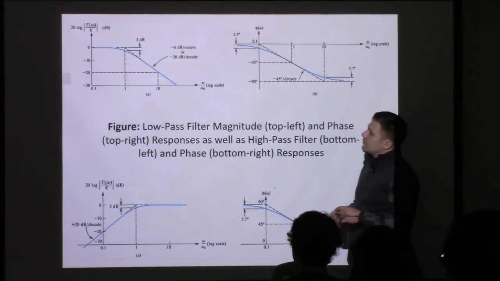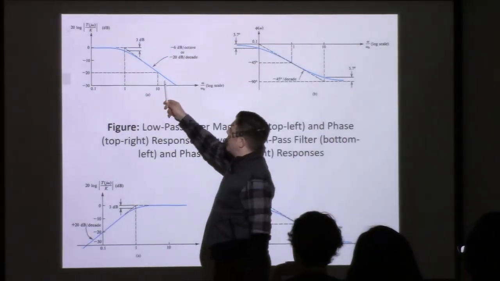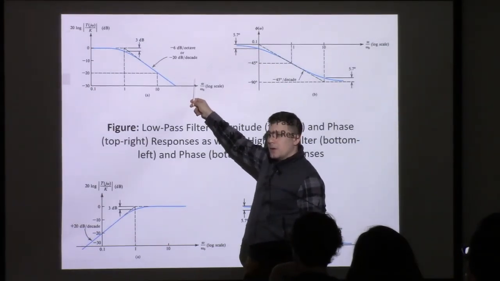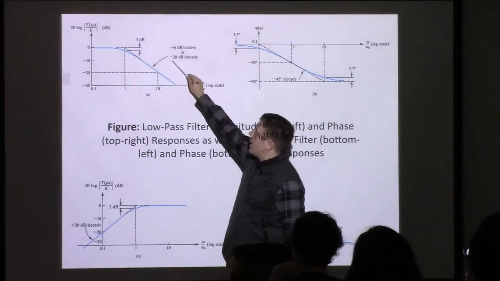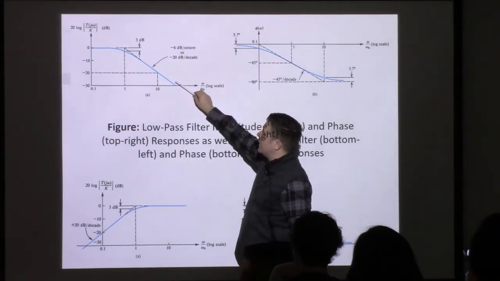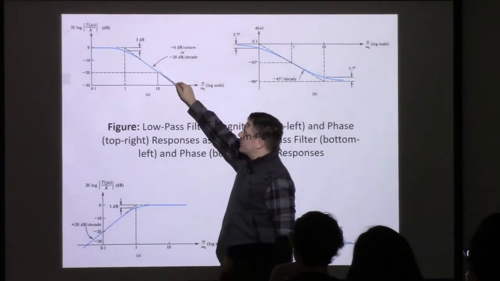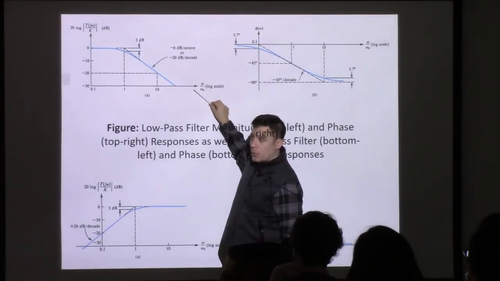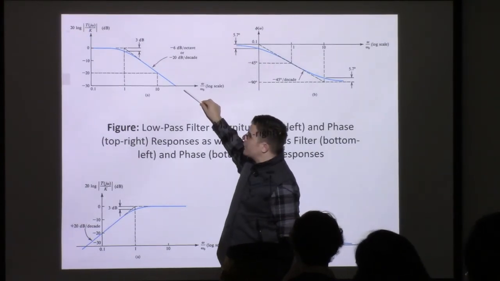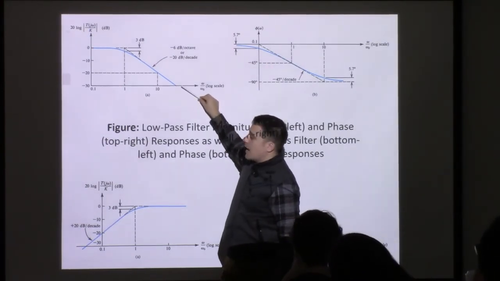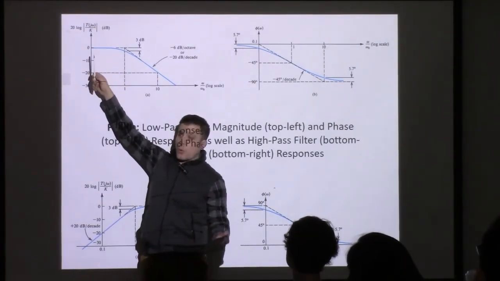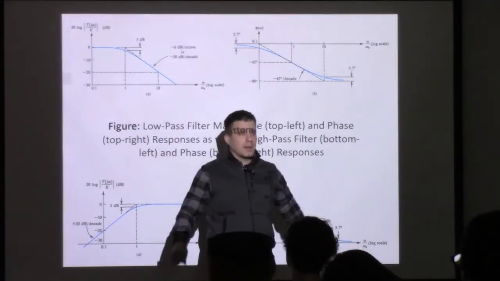So 100 times the corner frequency, this is 10, 100 would be right about here. We know that the slope is going down at 20 decibels per decade. So it goes from 0 to negative 20. When it got to 100, it would be at negative 40. So that would be the answer. If I asked you what is the gain at 1/10 of the corner frequency, the answer would be 0 decibels, or 1 times gain.